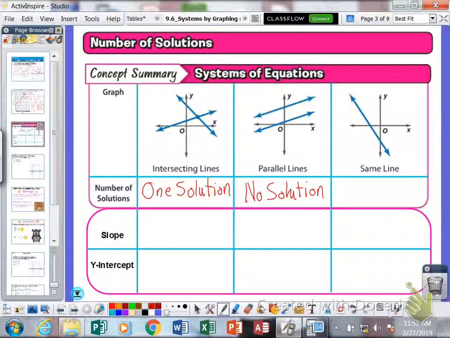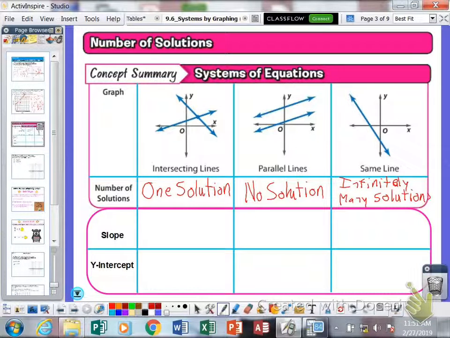And the same line, there would be infinitely many solutions. Okay, and that's because they're on the same exact line. So they can have infinitely many solutions.